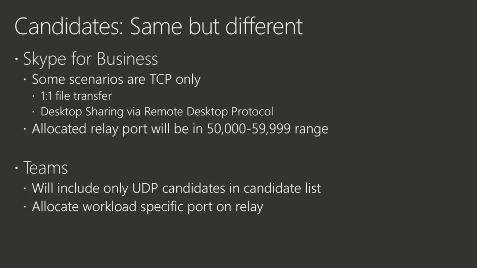And now, specific to the workload, we will allocate a different candidate. So if I'm doing an audio call and I tell the relay, please give me a candidate so that whoever wants to talk to me can talk to you over the relay, then depending on the workload, it will be a different port. So audio will be 3479, video will be 3480, and desktop sharing 3481.